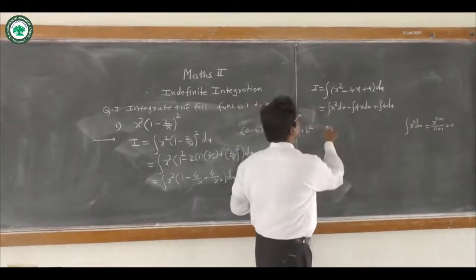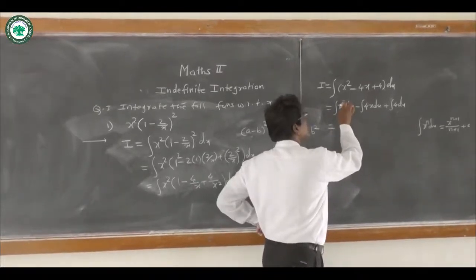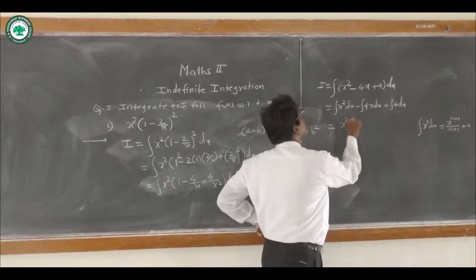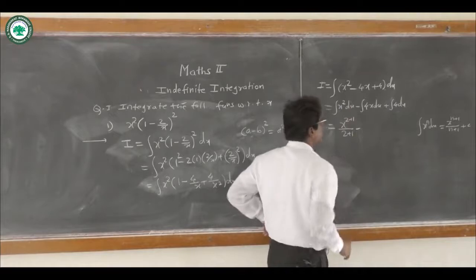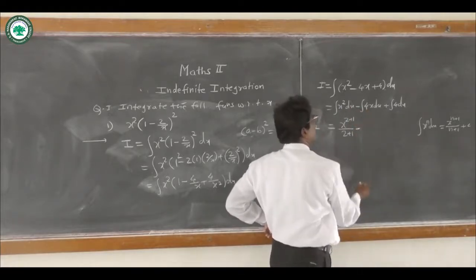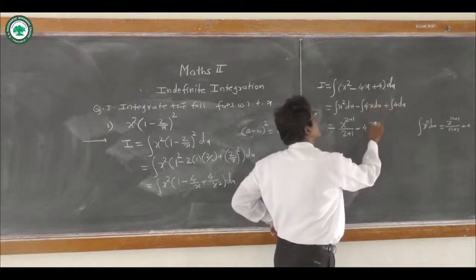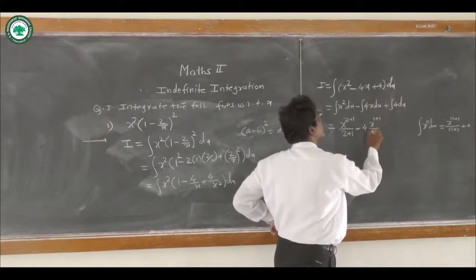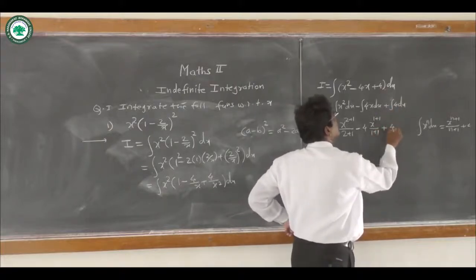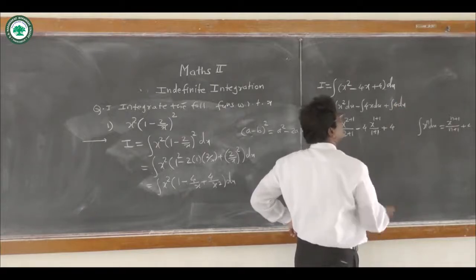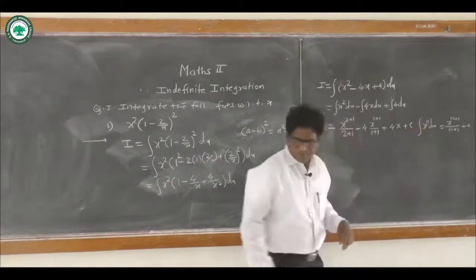Use the formula. So here we get x to the power, here the power is 2, take plus 1, so 2 plus 1, divided by the same number 2 plus 1, minus here 4, take 4 outside the integration. Now here the power of x is 1, so x to the power 1 plus 1 divided by 1 plus 1, plus here take 4 outside the integral, 4 into integration of 1 dx, that is equal to x plus constant of integration.